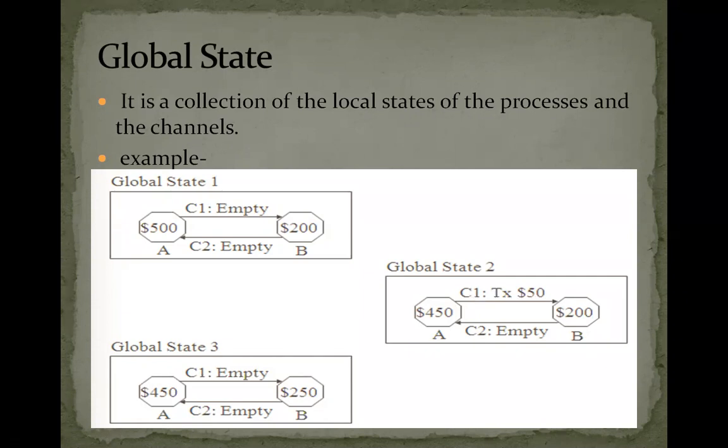So what will happen? Suppose the channel state was recorded when the global state was 1, and A and B's states are recorded when the global state is at 2. This is the channel state and this is the state of the process. Then the composite of A's state, B's state, and the channel state will show a deficit of $50. So it means that the recorded global state will be inconsistent if n is greater than n dash.